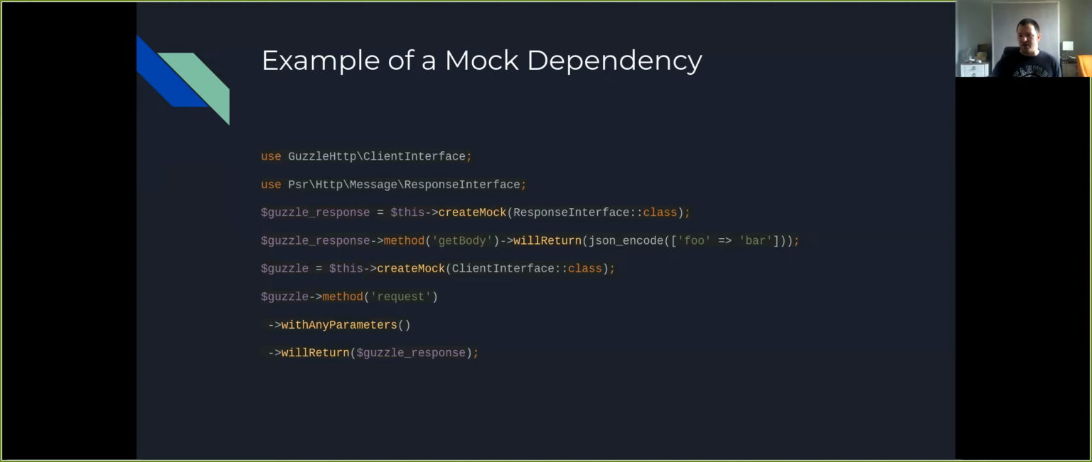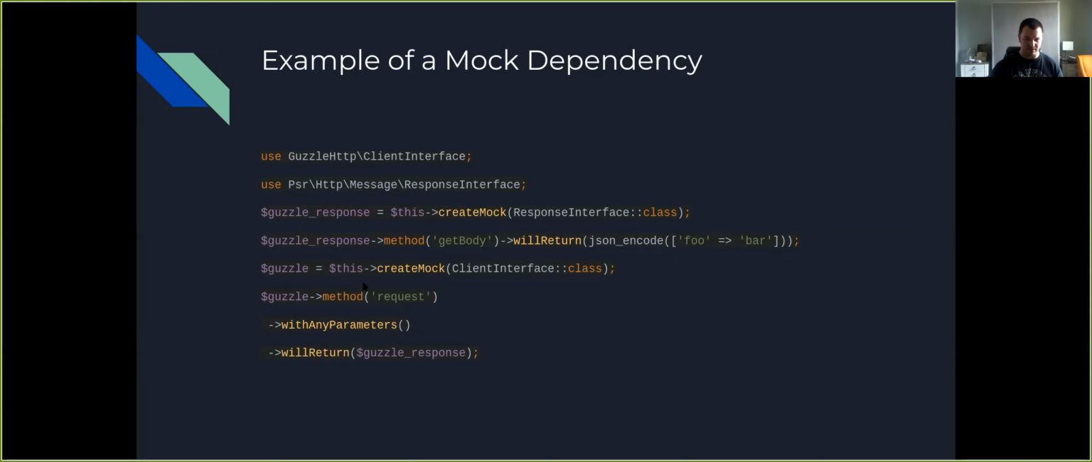So here's an example of a mock dependency or a mock object. For this particular scenario, we're using Guzzle to mock a response from an API, and this is using the PHPUnit framework. There are some very nice methods that come with PHPUnit, such as createMock. You just give it the interface name, and it'll create a mock object for that with all the necessary methods available to it.